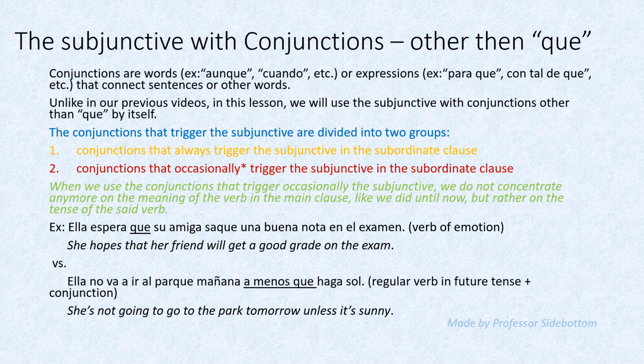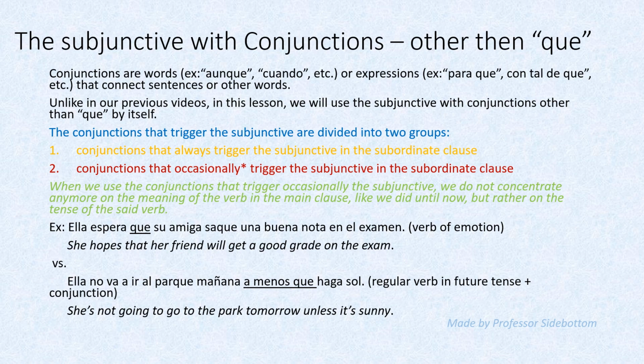And here are two examples. The first example is with a verb of emotion. Ella espera que su amiga saque una buena nota en el examen. She hopes that her friend will get a good grade on the exam. In this example, the verb espera, because it's a verb of emotion, triggers the subjunctive in the subordinate clause.